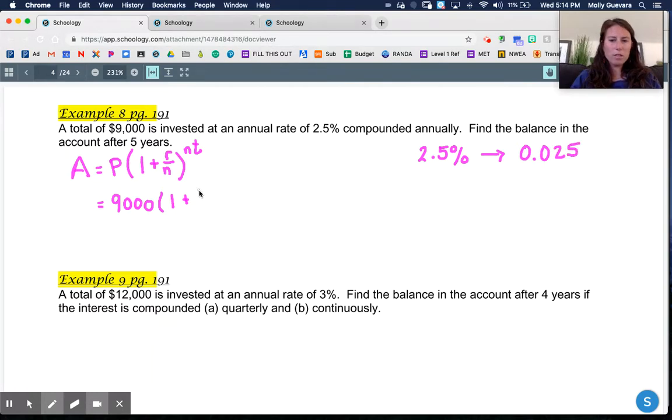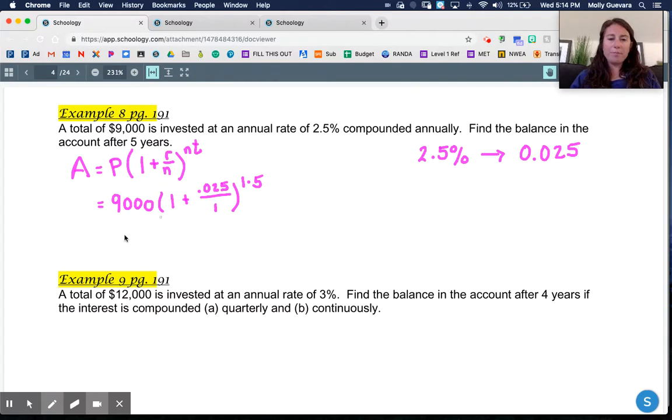So this is 0.025 over n, the number of times a year it's compounded. Well, it tells me right here it's compounded annually, that means once a year. And then n again is 1, times t, which in this case is 5. I want to know how much money is in there after 5 years. So now it just becomes a calculator game, right? I do 0.025 divided by 1, which is just 0.025.